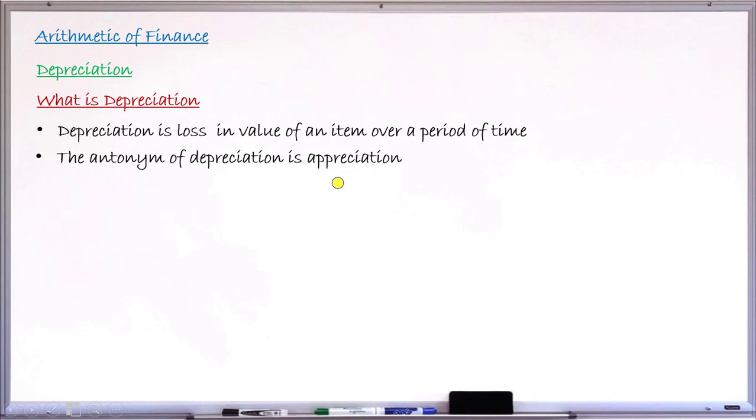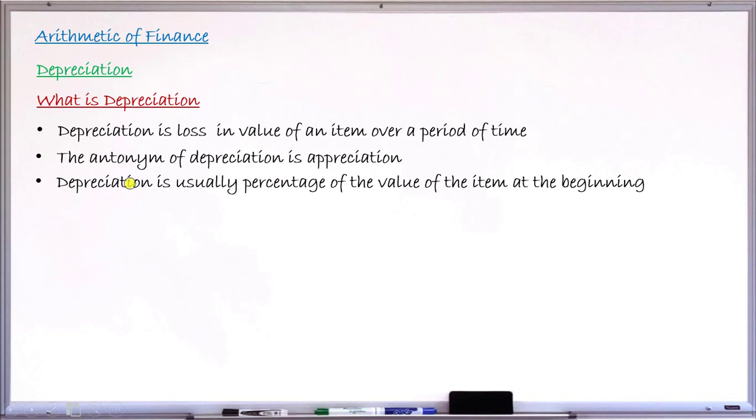And if that is the case, it means appreciation is the increase in value of an item due to time. Another thing you have to take note of is that depreciation is usually calculated as a percentage of the current value of the item, that is the value at the beginning of the year. So it's usually calculated as a percentage, which will be given in the question.